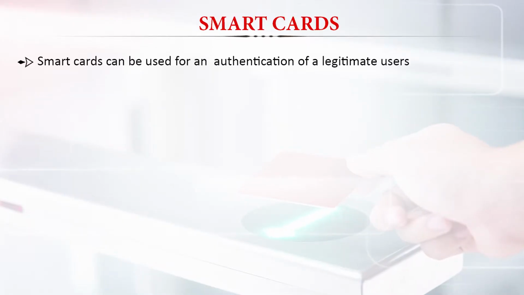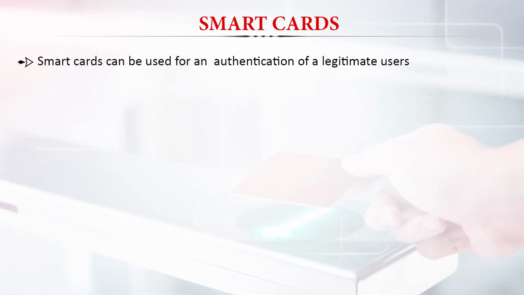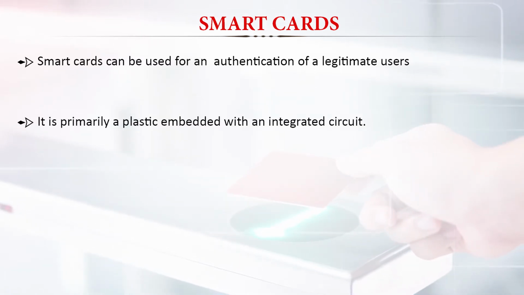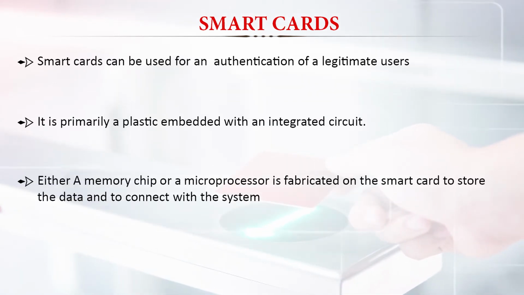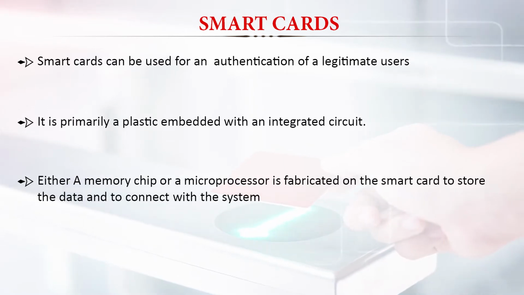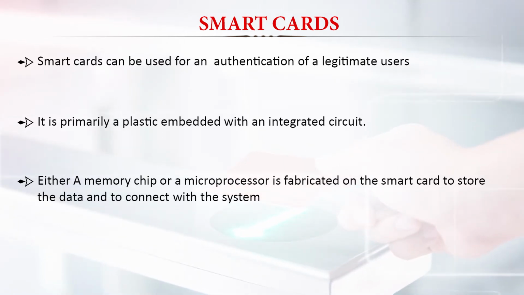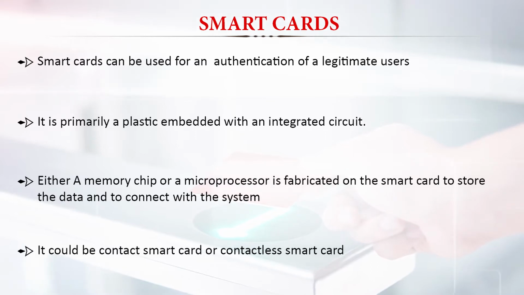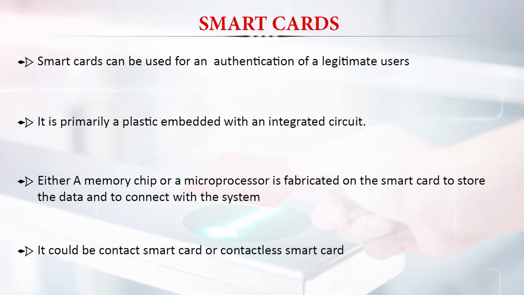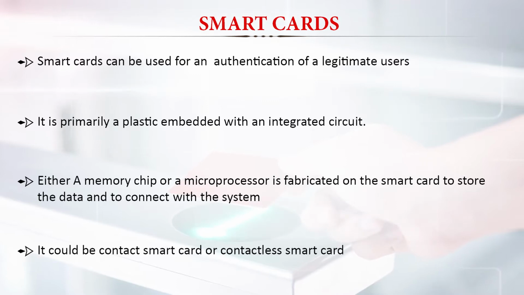Then we have smart cards. Smart cards can be used for authentication of legitimate users. It is primarily a plastic card embedded with integrated circuits. Either a memory chip or a microprocessor is fabricated on the smart card to store data and to connect with the system. You can use a contact smart card, or it could be a contactless smart card. So this is the second measure you can apply in your organization to protect the system. It's basically a good mechanism to authenticate a legitimate user.